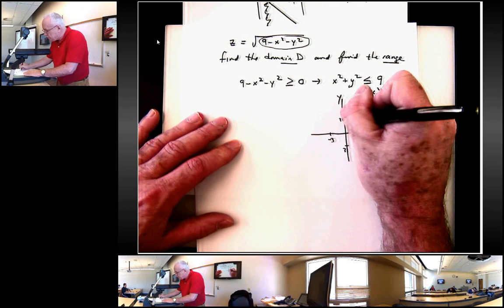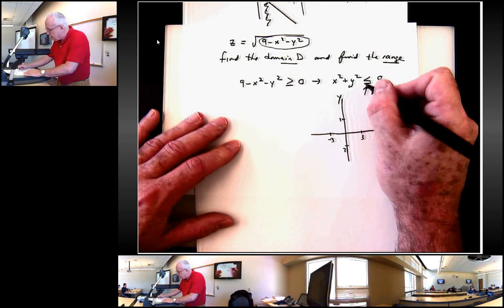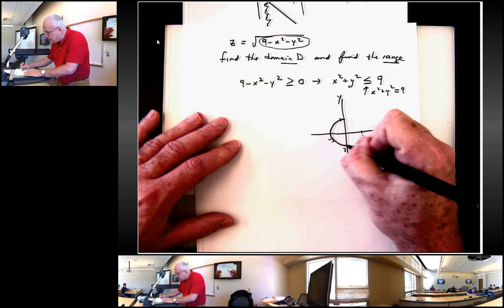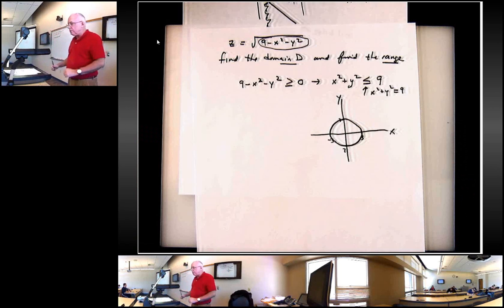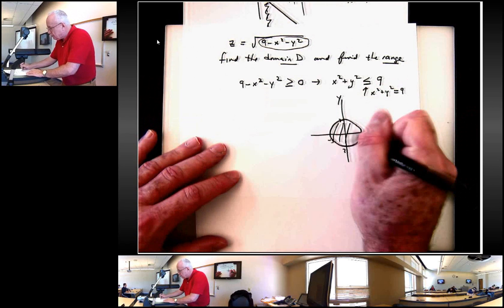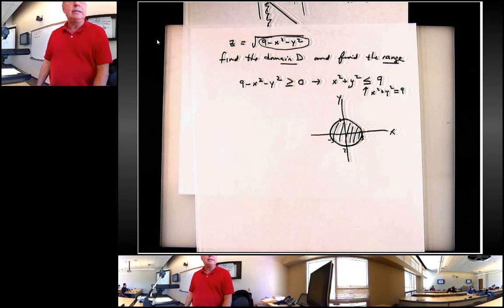So it would be the circle, and it would be everything inside the circle, including the perimeter or circumference around the circle, because we have a less than or equal to. So this whole area here would be our domain of x and y that we can have.